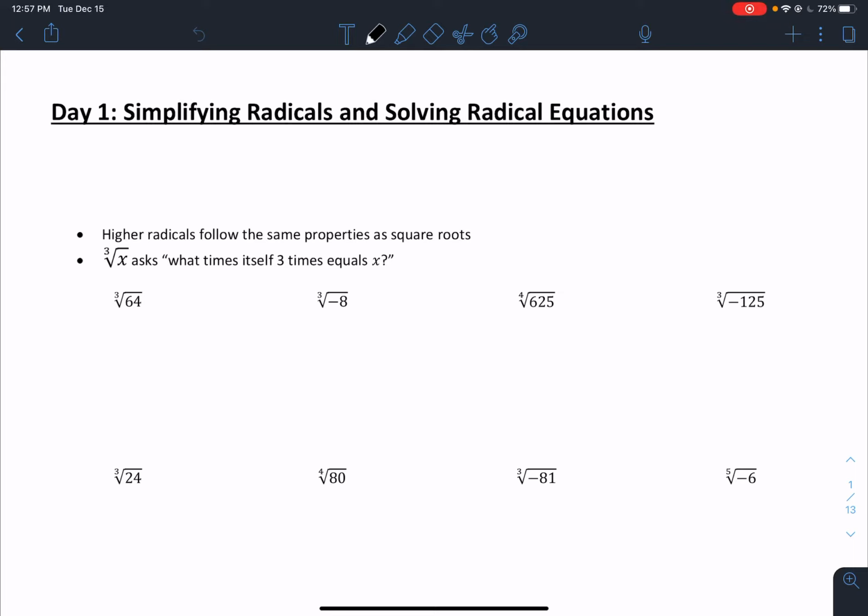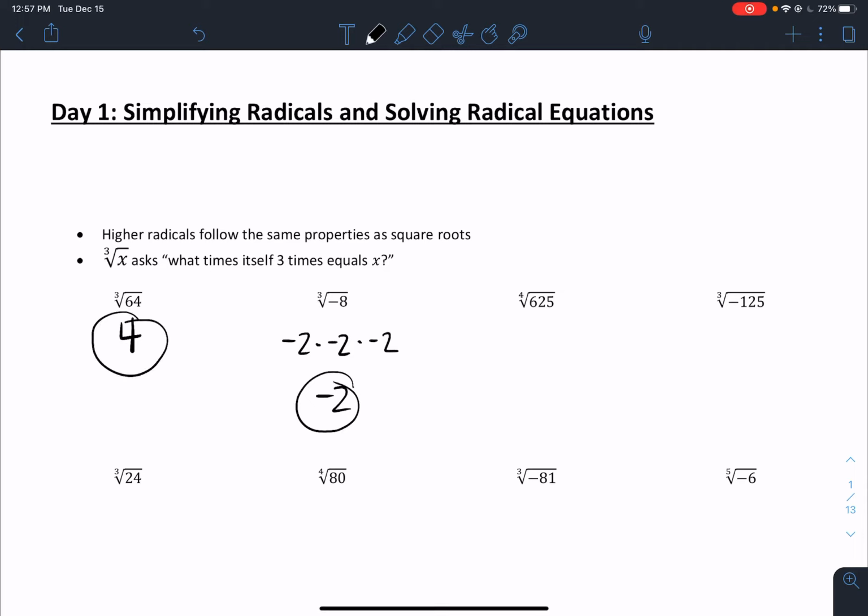So for example, if we have like the cube root of x, like we do right here, that's asking what times itself 3 times equals x. So if I have the cube root of 64, I'm saying something times itself 3 times is 64. Well, 4 times itself 3 times is 64. We can take the cube root of negative numbers, so they don't behave like square roots in that way. And that's because negative 2 times negative 2 times negative 2 is still negative 8. The first two negatives cancel out, and we still have a negative left over, so it is negative 2.